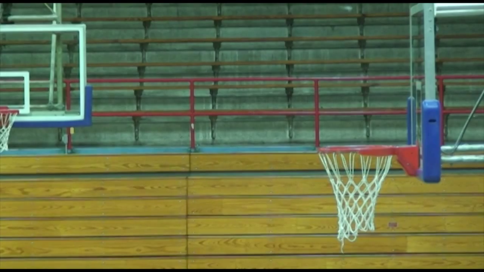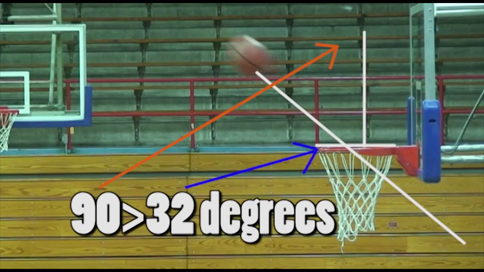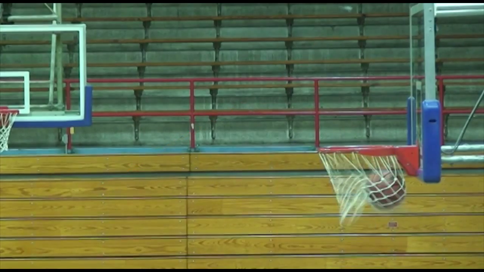In order to swish a basketball, the ball must travel no less than a 32-degree angle when approaching the basket and no greater than a 90-degree angle when approaching the basket.